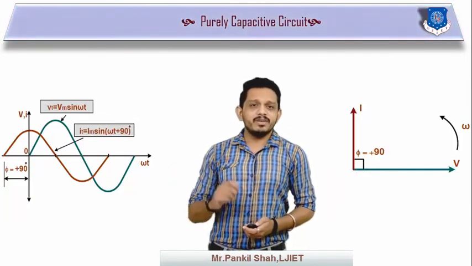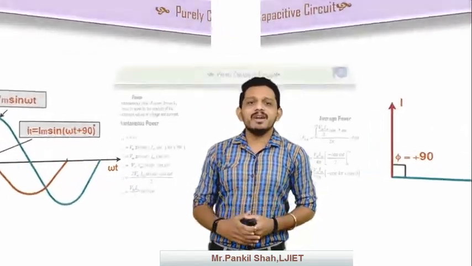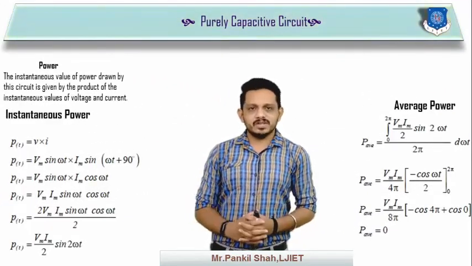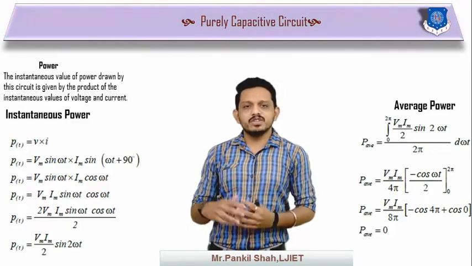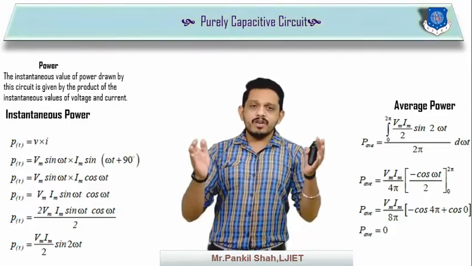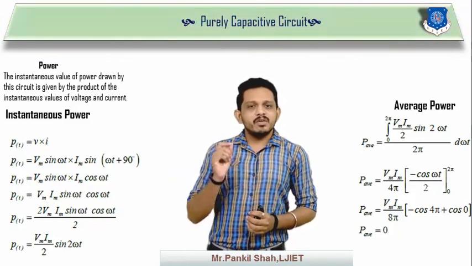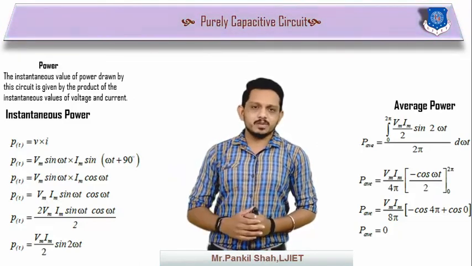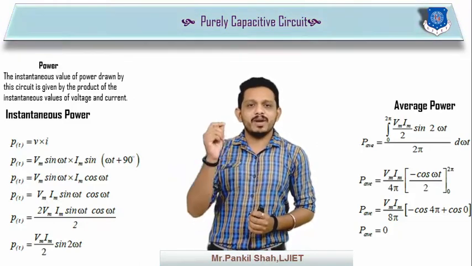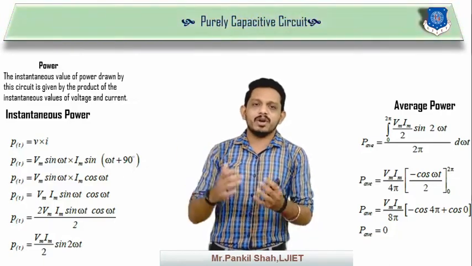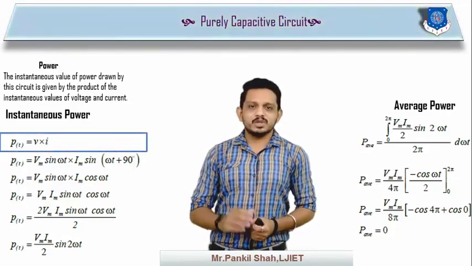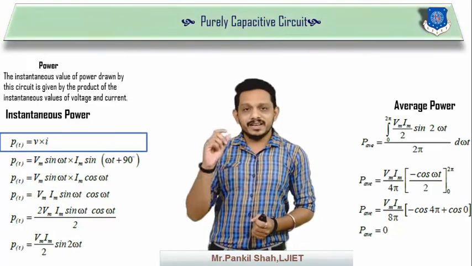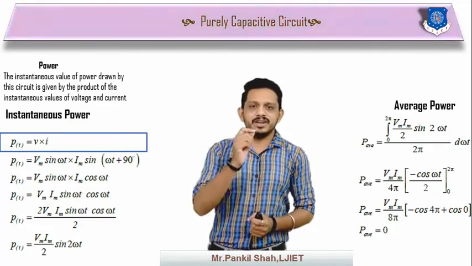Now let's derive the equation of the power consumed by this pure capacitive circuit. To find the average power consumed by this capacitive circuit over one complete cycle, first we need to find the instantaneous power, that is the power consumed at any instant by this pure capacitive circuit. So the instantaneous power P is equal to V into I, that is the instantaneous voltage into instantaneous current.